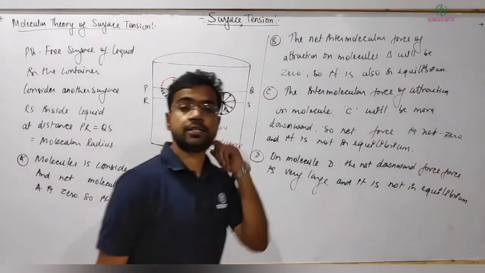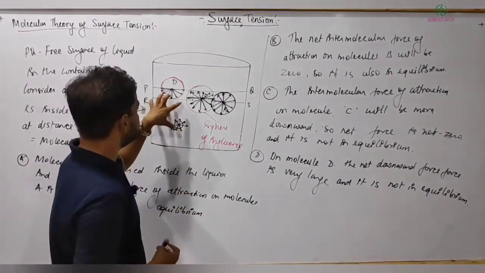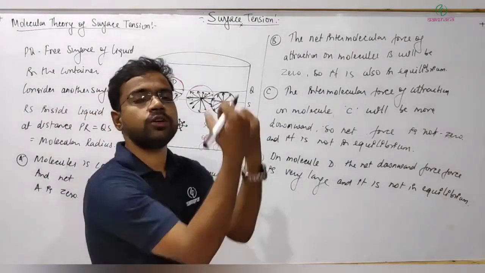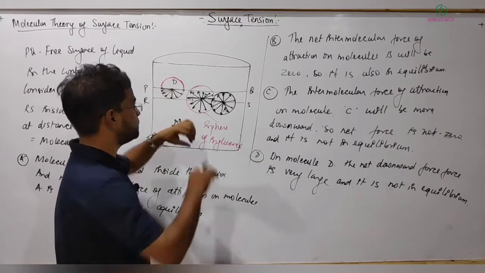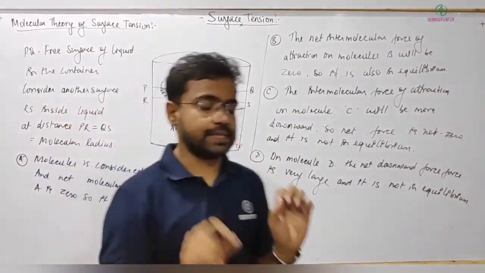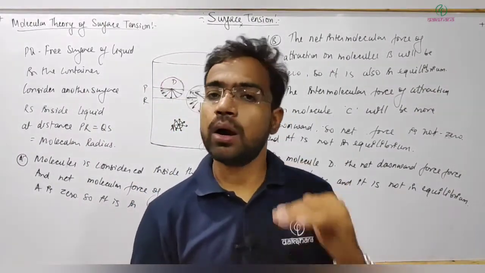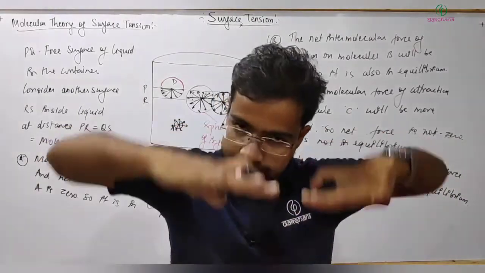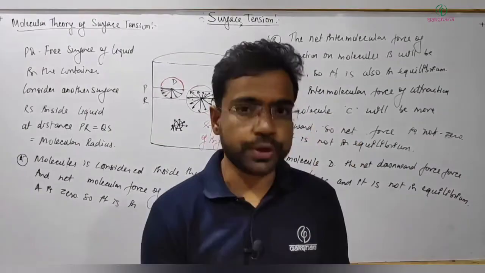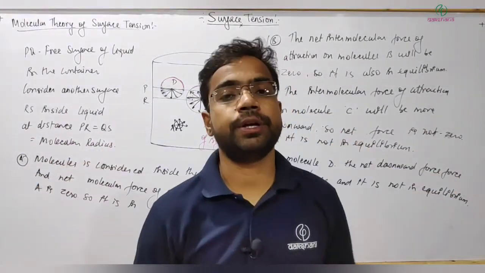So what will be the tendency of this molecule? Definitely its tendency will be to go inside, because all the molecules lying in the nearby region of molecule D are trying to pull it down. Excluding this molecule, it will be like scratching it like this. So first thing is, what is happening? All the molecules which are lying on the free surface will have net downward force. Every molecule will have a tendency to go down. They are unbalanced, is it? They are being pulled downward.